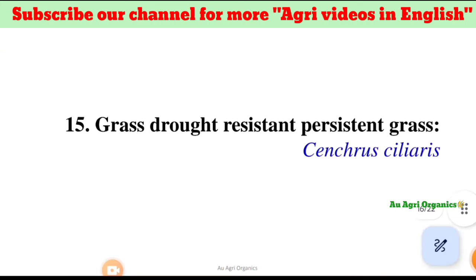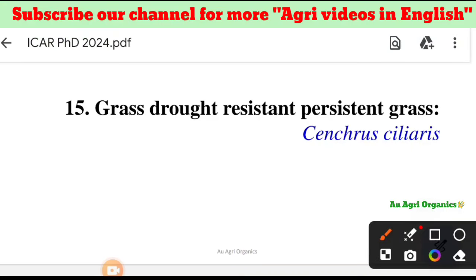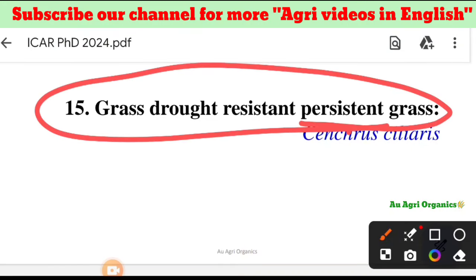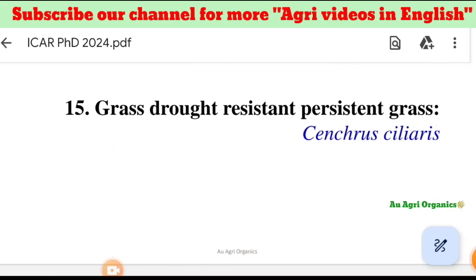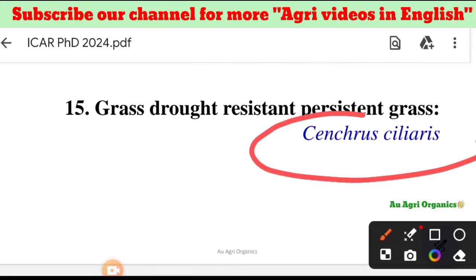Next, drought resistant, persistent grass. Here, one option was under dryland condition also. Among the options given, I think Cenchrus ciliaris will be the correct answer. But if you have any other suggestion, you can give it, because there was one option, Sorghum bicolor. Sorghum bicolor is okay, it is drought tolerant, but it is not persistent. It is an annual, that is a one season crop.